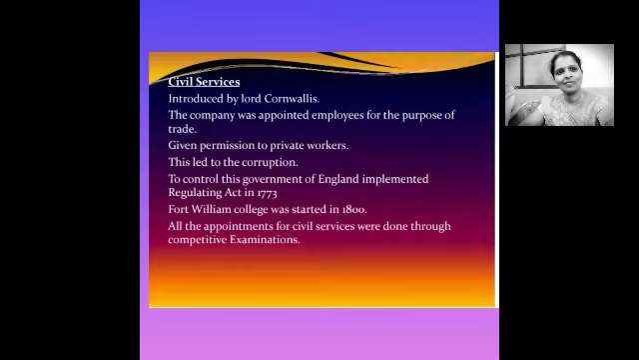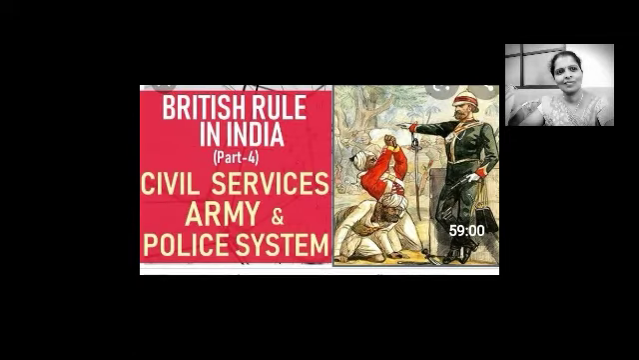Civil services introduced by Lord Cornwallis. The system of appointing employees for the purpose of trade was done by the East India Company from the beginning. The company also provided permission for private workers to trade. By using these opportunities, employees made money and became corrupt through illegal means. So, to control this, in 1773, the government of England implemented the Regulating Act.